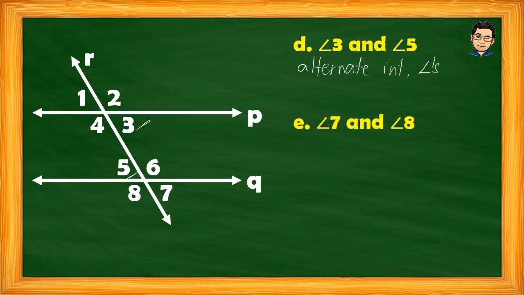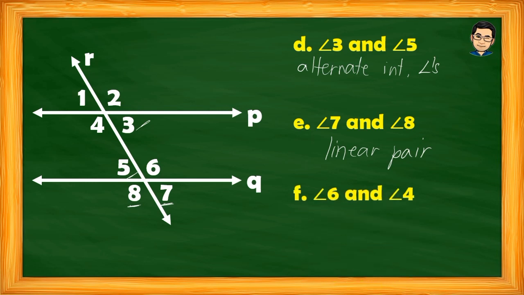Letter E, angle 7 and angle 8. Okay, so angle 7 and 8, magkadikit po sila. So yung tamang term po dyan, angle 7 and angle 8 are linear pair. So when can we say that a pair of angles forms a linear pair? Kapag po adjacent angles sila and at the same time supplementary. So adjacent, magkadikit or magkatabi, and then supplementary, yung sum ng dalawang angles is 180 degrees.